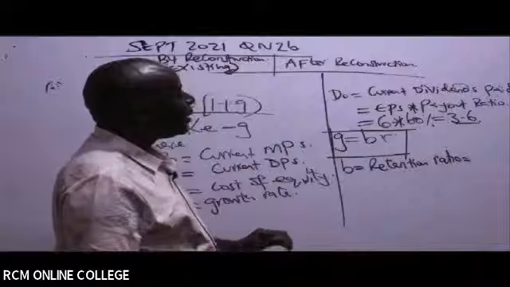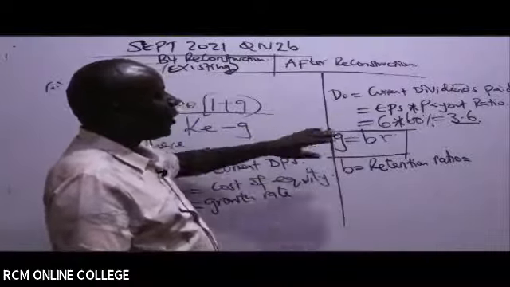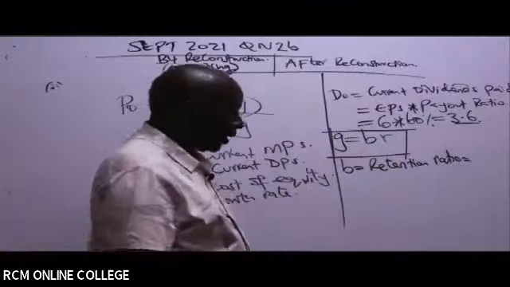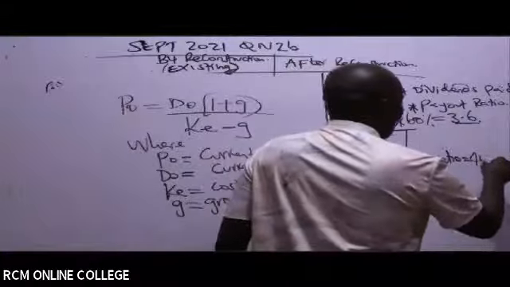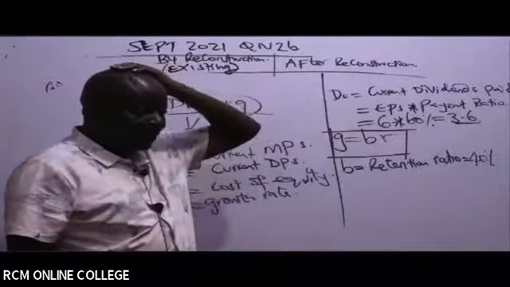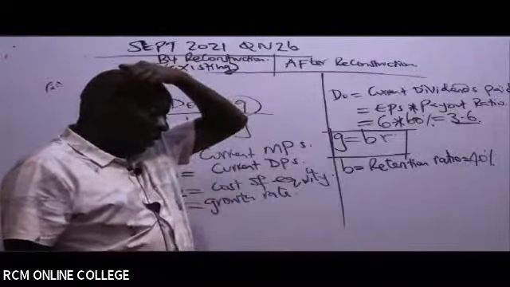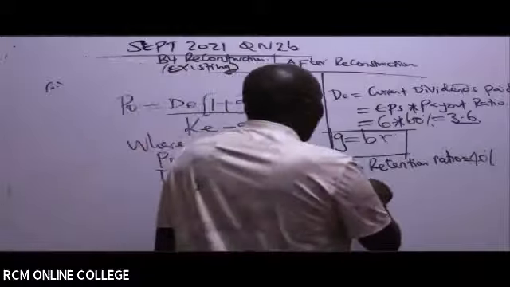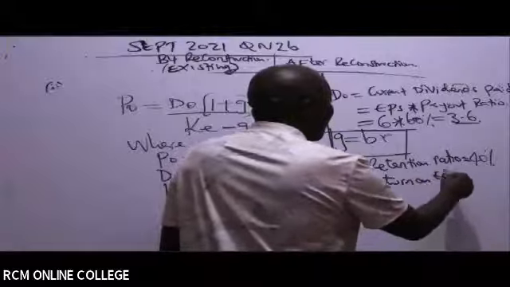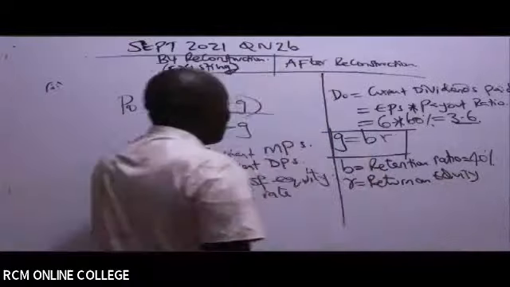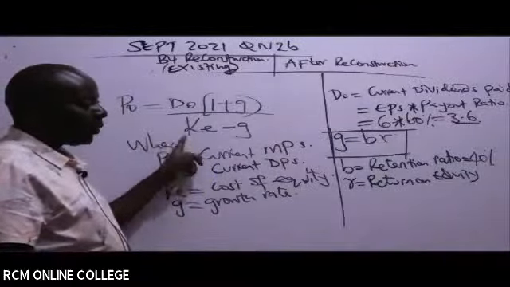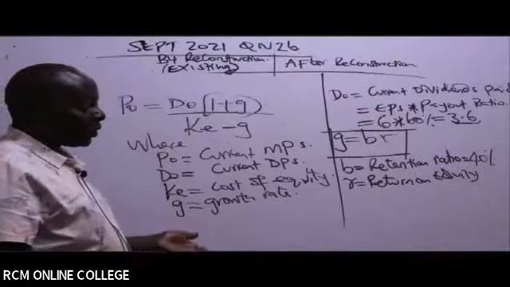Ladies and gentlemen, out of whatever earnings we have, we are paying 60%. So what percentage do we retain? 40%. So the retention ratio is 40%, basically 1 minus 0.6. Thank you so much. And then we have this R. R is return on equity, because you're doing share price valuation. So how do we get this return on equity?